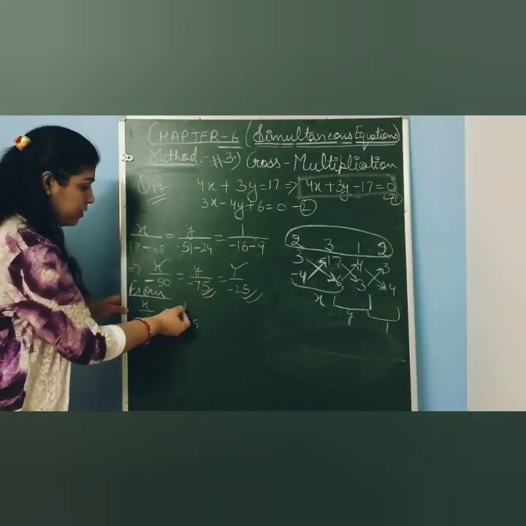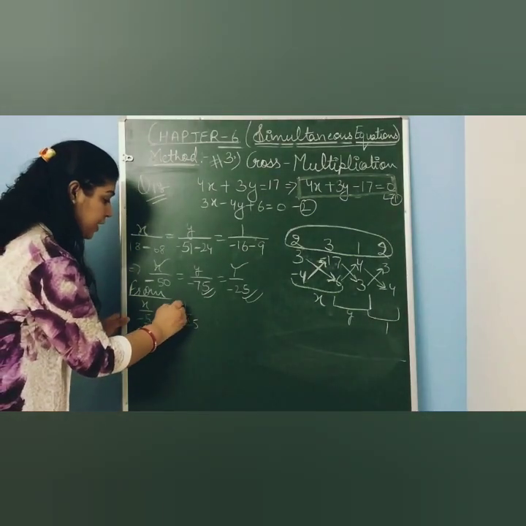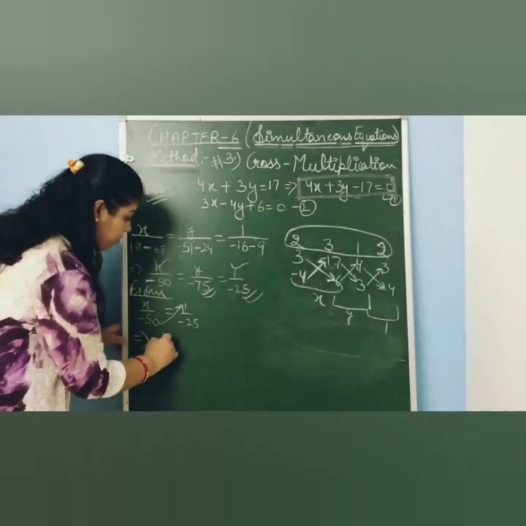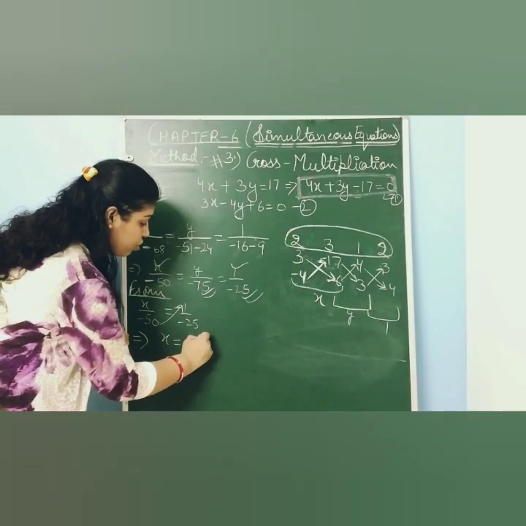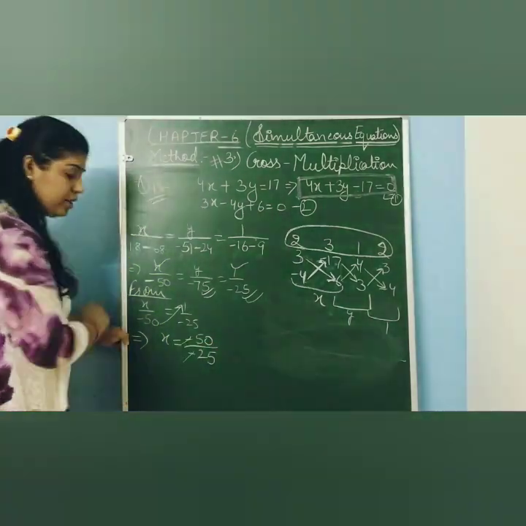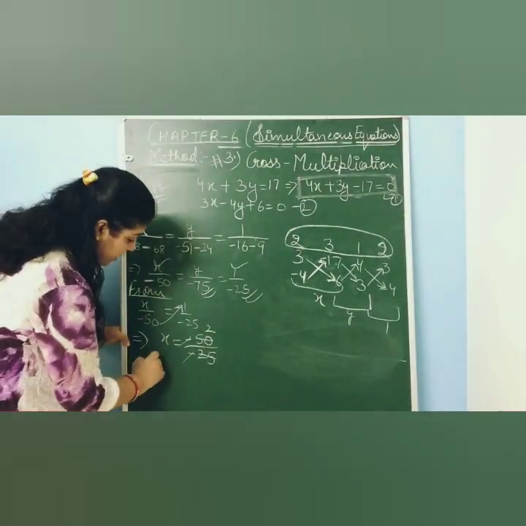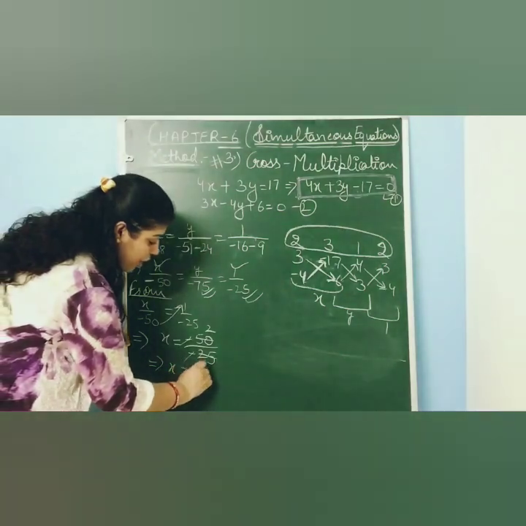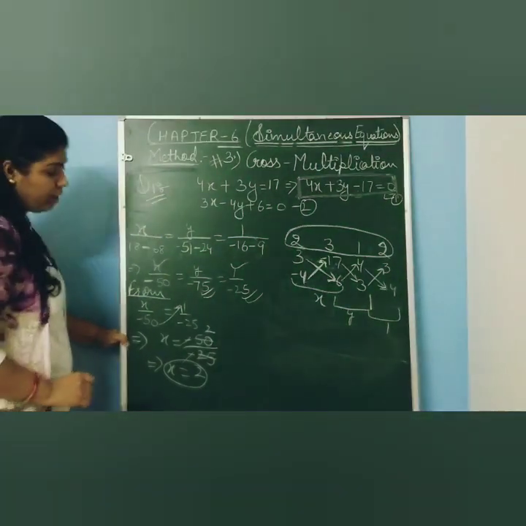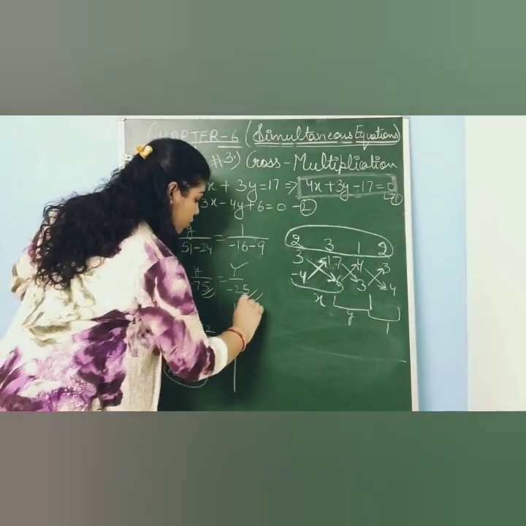x over minus 50, 1 over minus 25. 50 इधर जा सकता है, बन गया x is equals to minus 50 over minus 25. माइनस और माइनस कैंसिल, 25 1 द 25 2 द 50, तो हमारे पास x की वैल्यू आ गई 2. नेक्स्ट स्टेप हमने y फाइंड आउट करना है.